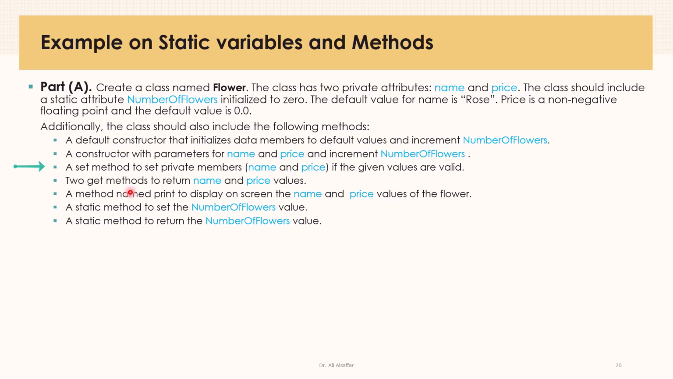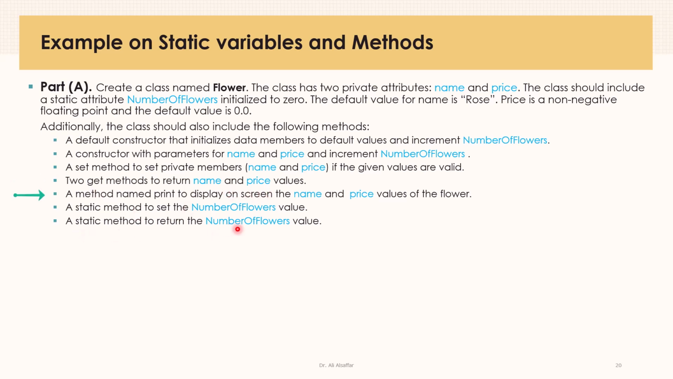Also, we need a set method to set both members, name and the price. And if the given values are invalid, for example, if the price is given negative, then we need to keep the previous price unchanged. Also, we need to write 2 get methods, one for returning the name and one for returning the price. So here we don't have 2 separate sets. We have one set that will set both data members name and price, but for getters we have 2 separate get methods, one for name and one for price.